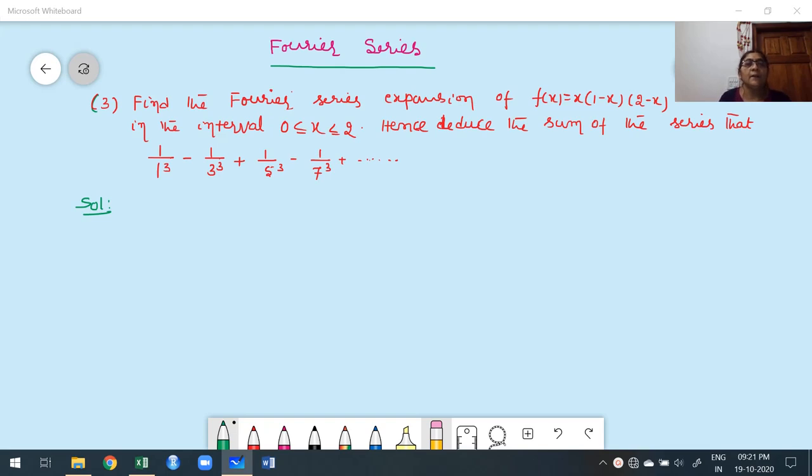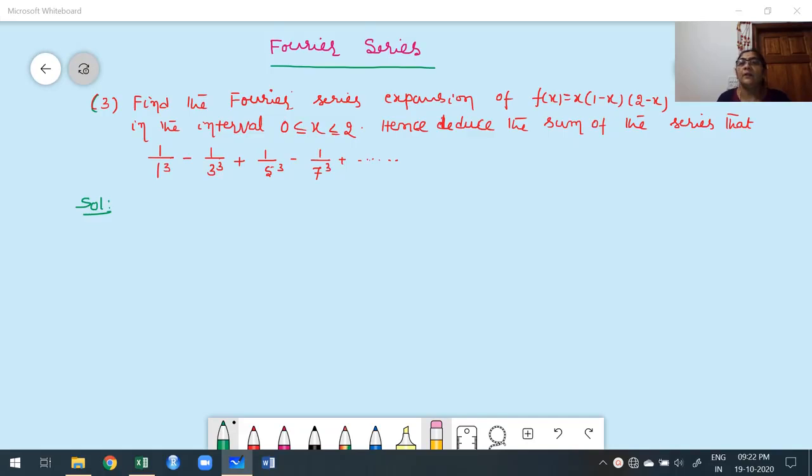In this class, we are going to solve some more problems based on construction of Fourier series for the function in the corresponding interval. In the previous class we already discussed two problems. Today's first problem, along with the previous class, is the third problem. Find the Fourier series expansion of f of x equals x into 1 minus x into 2 minus x in the interval x greater than or equal to 0 and less than or equal to 2.